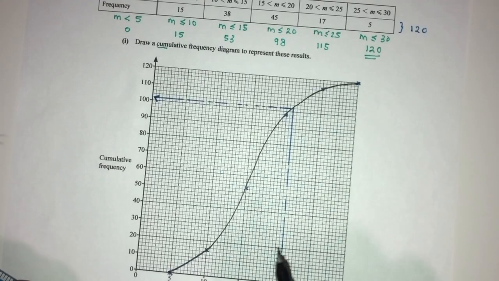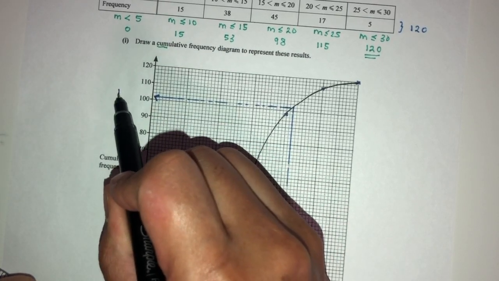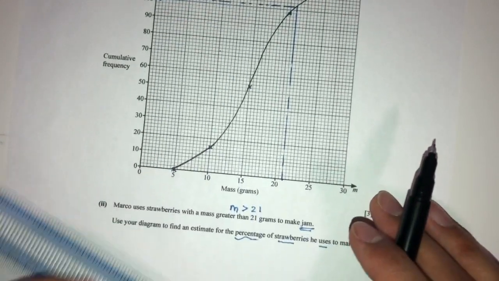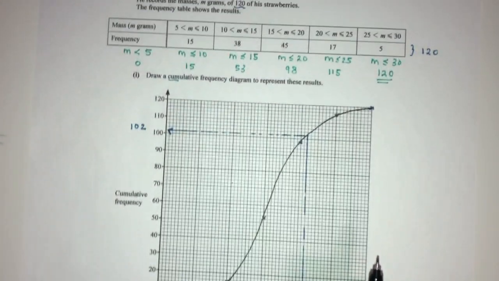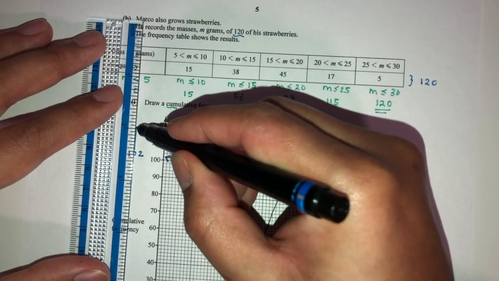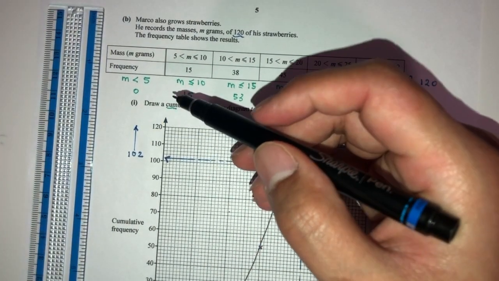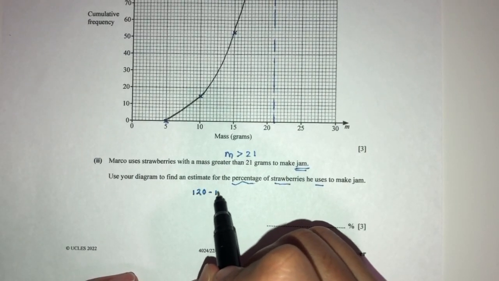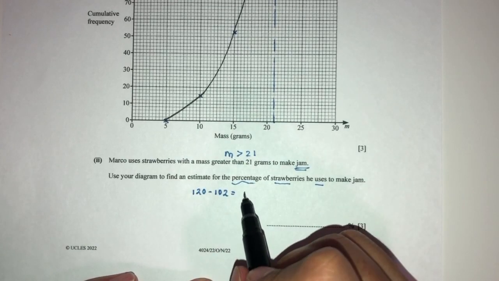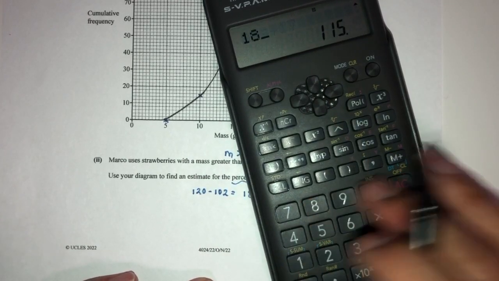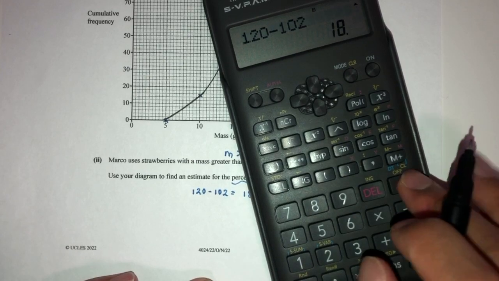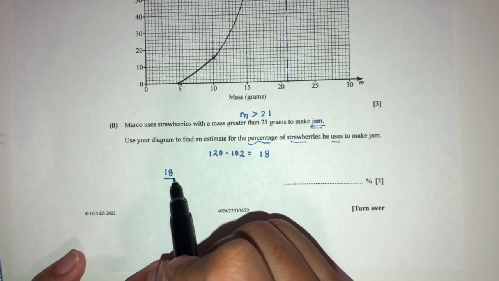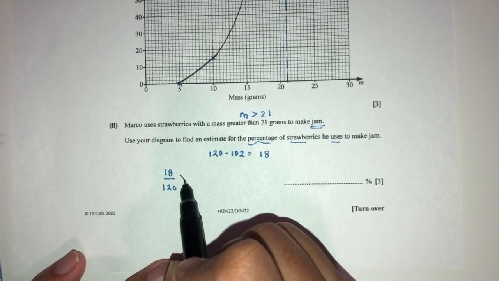As I can see, 21 corresponds to the value of what? This is 102. Now we do understand it has to be more than this, so everything above 102. So 120 minus 102, it is 18. We can always check. 18. But the answer is to find the percentage, so obviously take 18 over the total number of strawberries times 100.